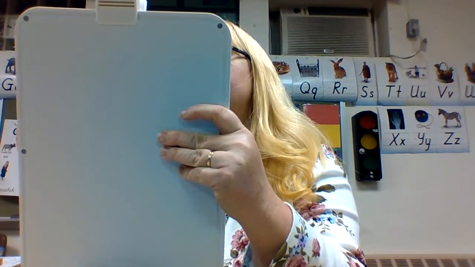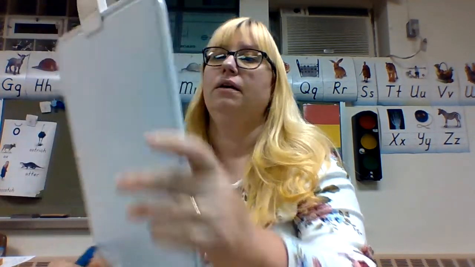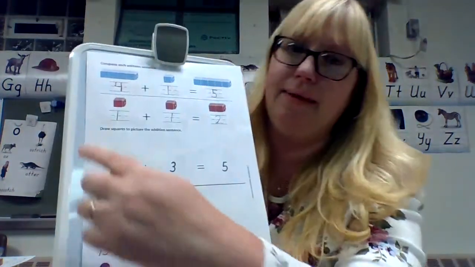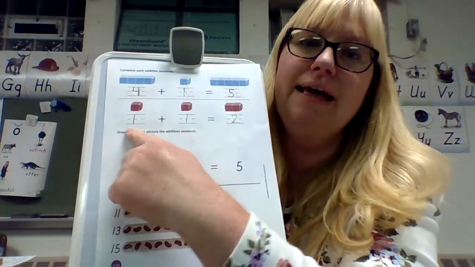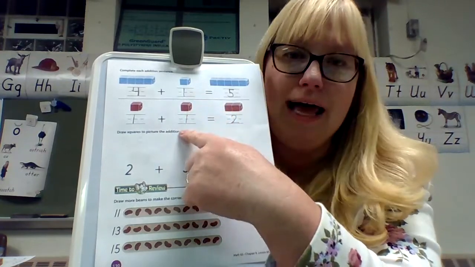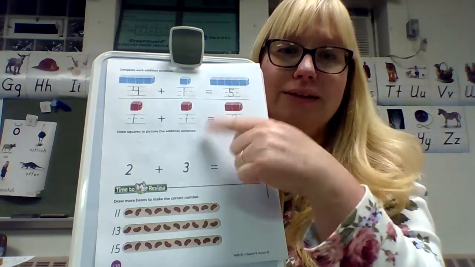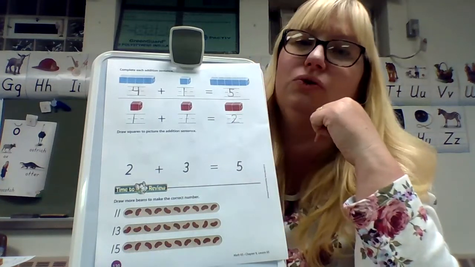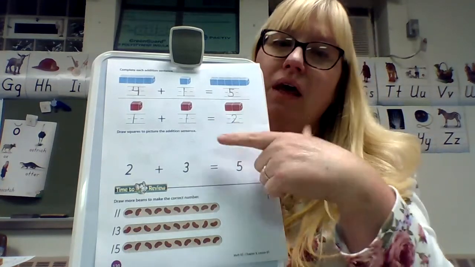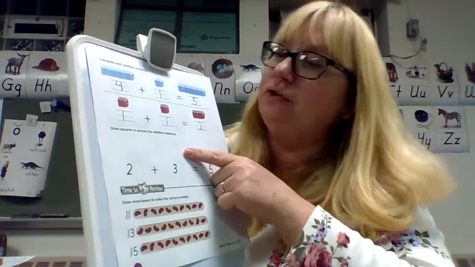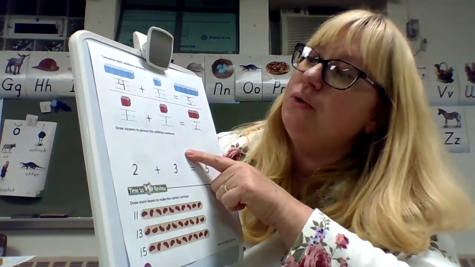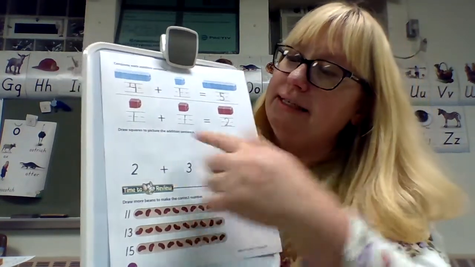Let's see if you are right with your answers. Should be. It's easy peasy lemon squeezy. So we have 1 plus 1 equals how many? 2. So you should have 1 plus 1 equals 2. Once again, on here, I believe we have to draw squares. It says draw squares to picture the addition sentence.